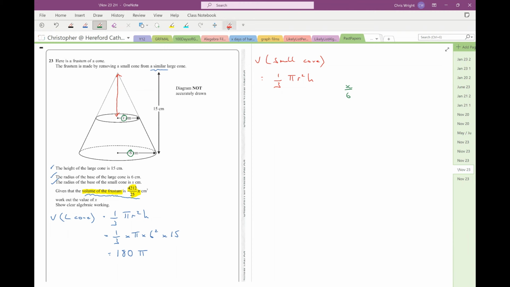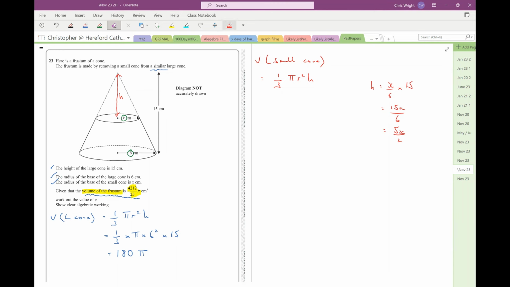So the height of my small cone, which I'll call h here, will be a certain fraction of 15. It'll be x over 6 times 15. And now you've got an expression for h in terms of x. I could simplify that, I suppose. 3 goes in, doesn't it? 5x over 2. So the height of the small cone on the top is 5x over 2.